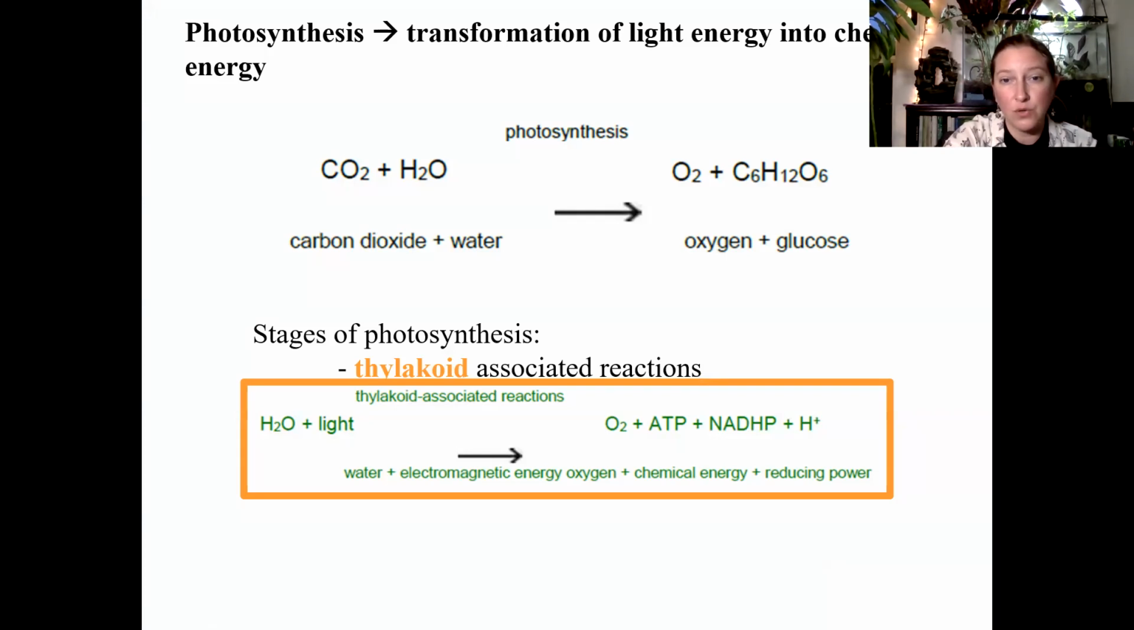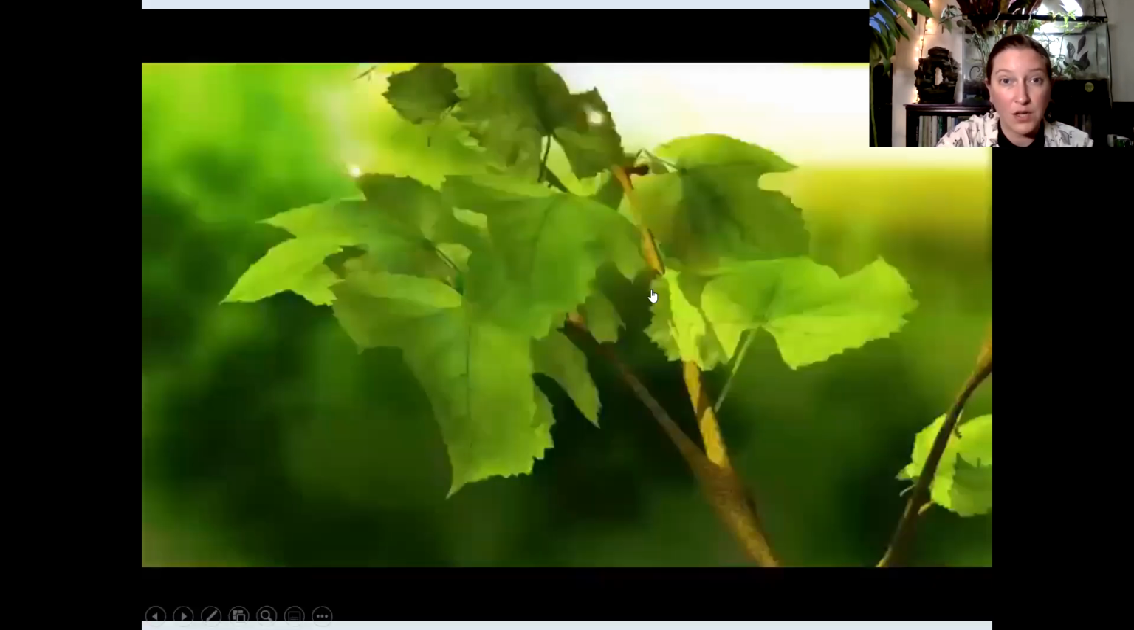You don't need to know this formula. There's a formula that you'll need to know at the end, but this formula might help you understand that one. Just know that ATP and NADPH are just chemical energy and reducing power. You don't need to know that. Just know that in the thylakoids, the energy from the sunlight is going to split water up into oxygen and then energy molecules. That's plenty for you to know for this part. So let's watch this real quick.